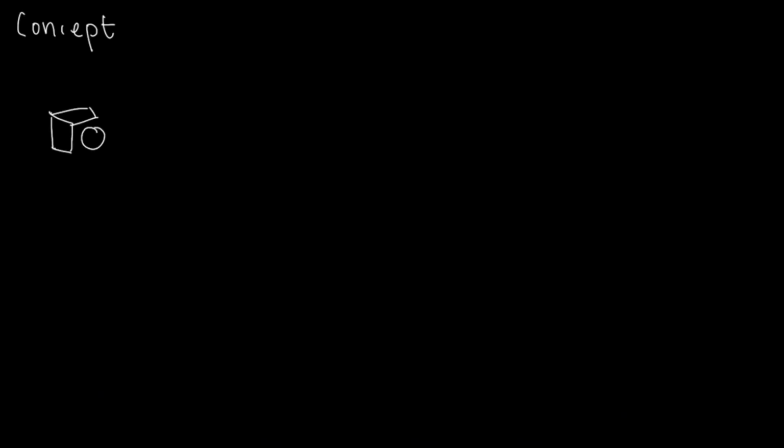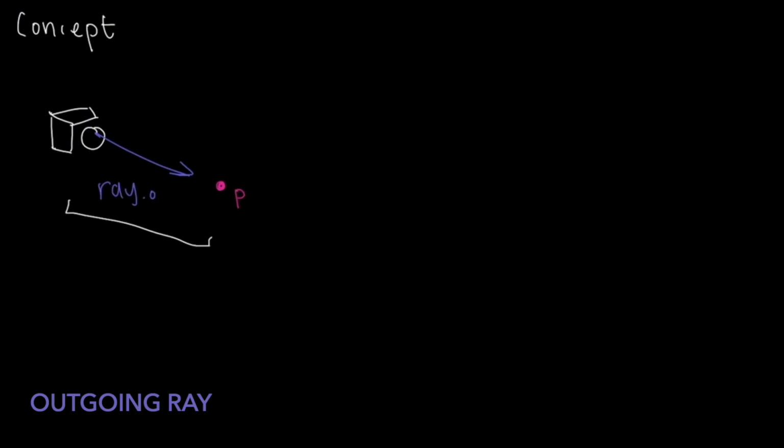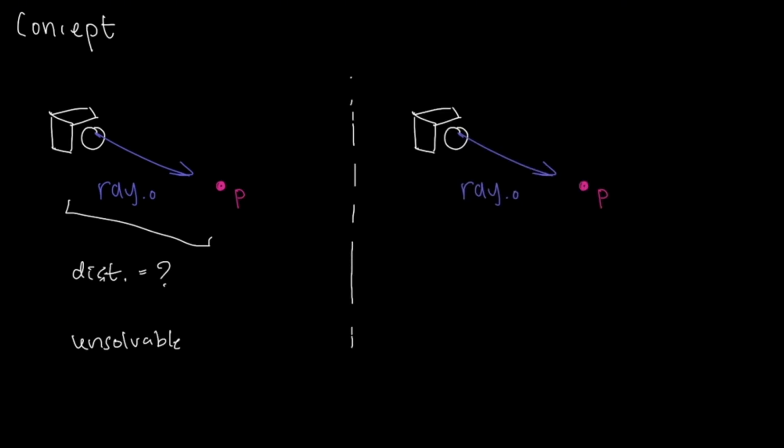Let's talk about how these cameras are going to work. Let's say the camera is here, and point P is here. The camera is going to be able to give us a direction called ray outgoing, which points to point P. Unfortunately, this camera doesn't give us a distance. We have a direction, but not a distance, so we're unable to output a coordinate with what we have here. It's unsolvable. But what if we had 2 cameras?